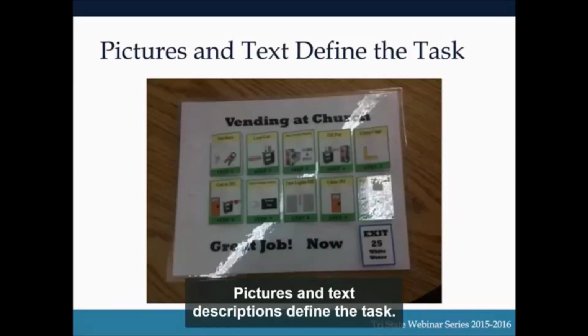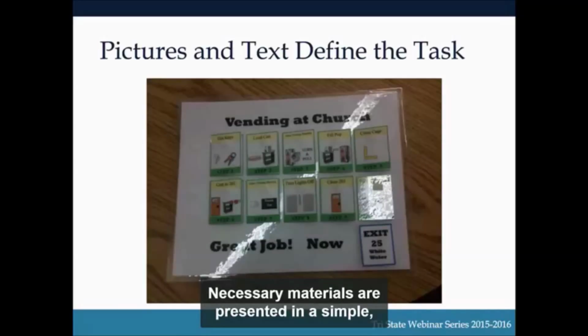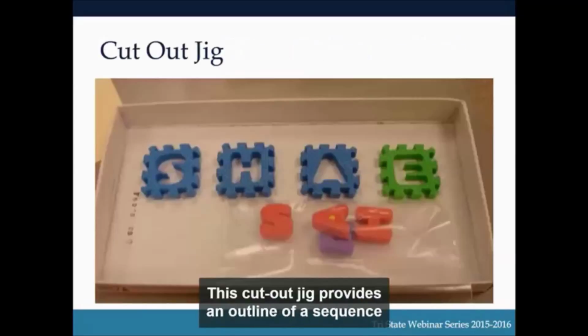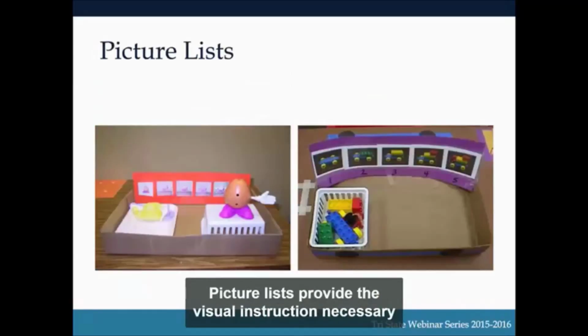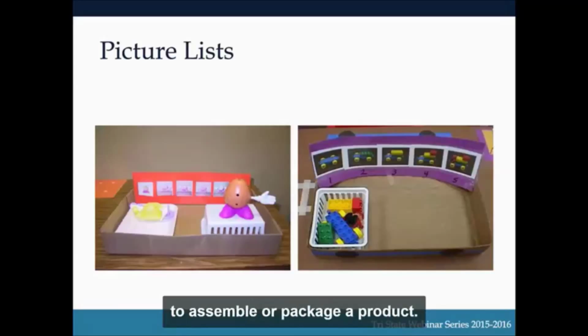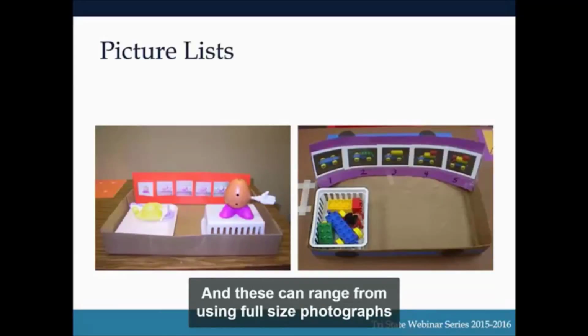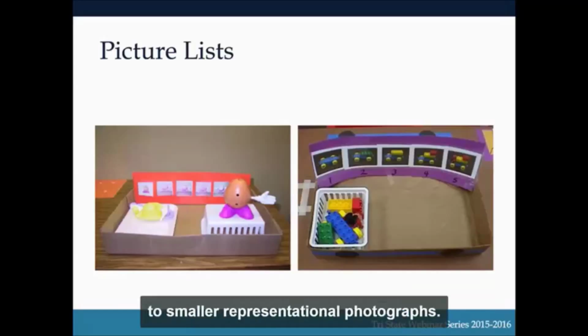Pictures and text descriptions define the task. Necessary materials are presented in a simple, organized manner. This is an example of a work system for refilling a vending machine. This cutout jig provides an outline of the sequence for foam pieces that spell a student's first name. Picture lists provide the visual instruction necessary to assemble or package a product, and these can range from using full-size photographs to smaller representational photographs.